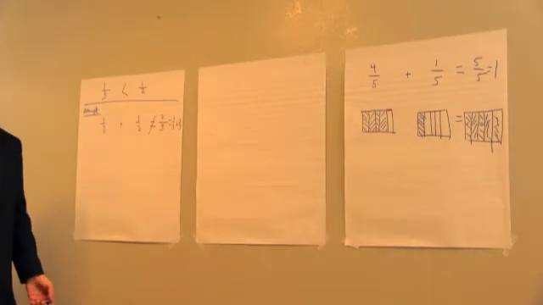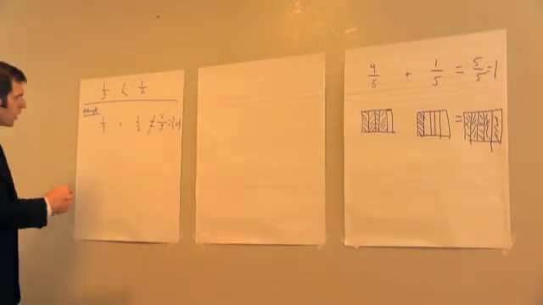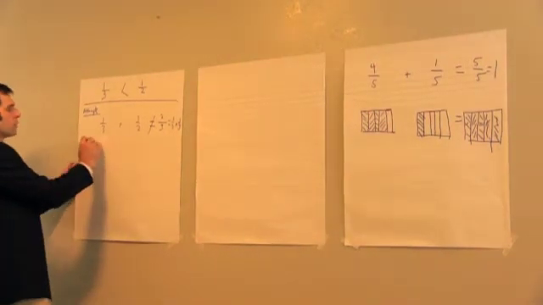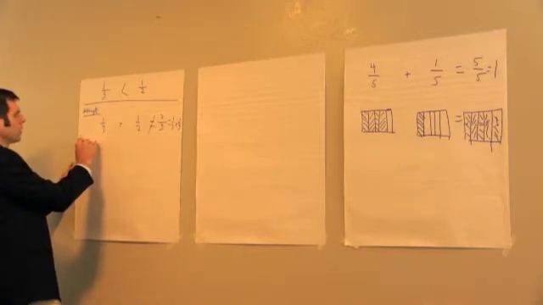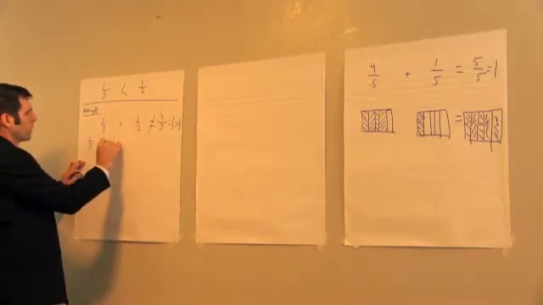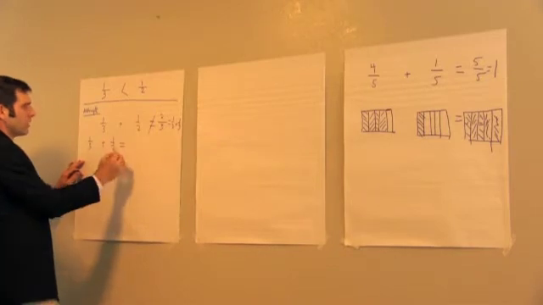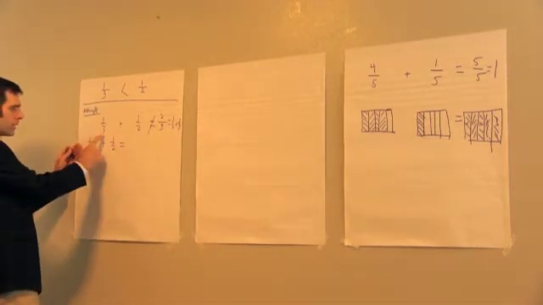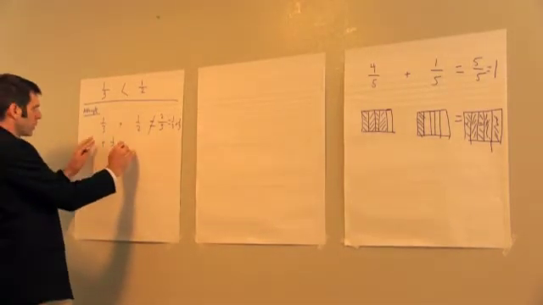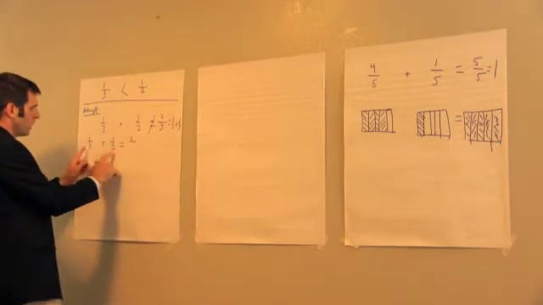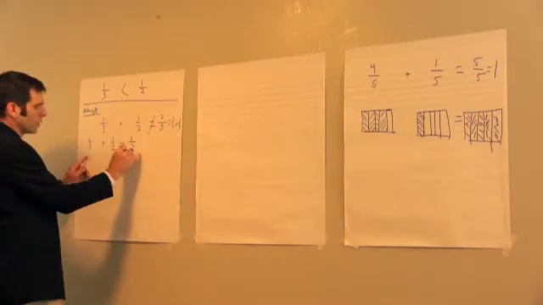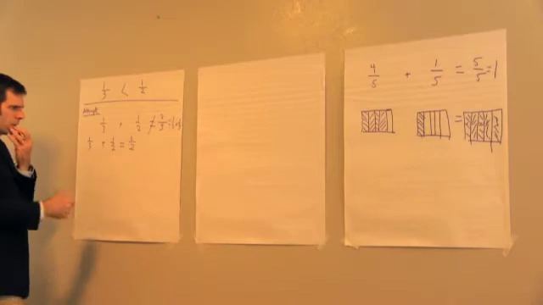Let's try something else. I'm going to move it over a little bit to have more space. Maybe we would think, okay, 1/3 plus 1/2. Maybe I shouldn't use the larger denominator, maybe I'll use the smaller denominator. So 1 plus 1 is 2, and so it's 2 over 2. 2/2.